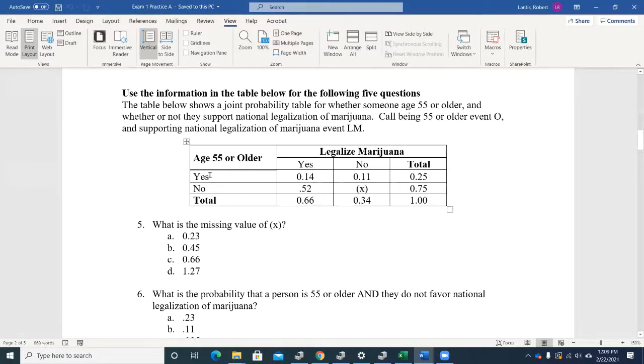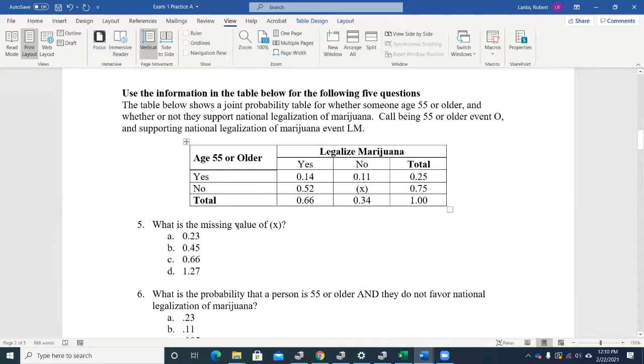So remember, the total columns tell us the probabilities of whatever the events are on the row and column heading. So the probability someone is 55 or older, if we selected someone at random, would be 0.25. The probability they don't want marijuana legalized would be 0.34. We then said these top 4 left cells all represent the intersections of whatever the row and column heading are. So the probability someone's 55 and older and wants marijuana legalized is 0.14. So that's just a little bit of a review of these contingency tables.